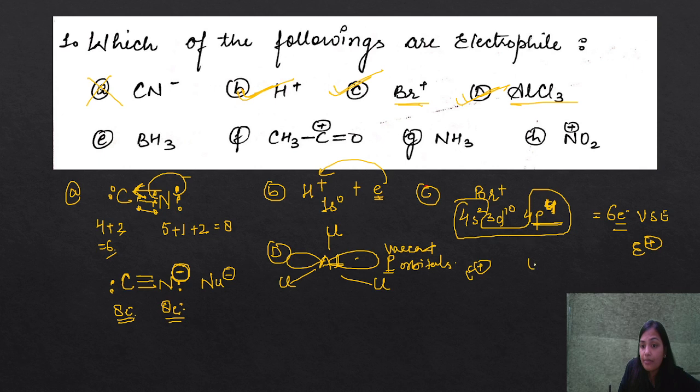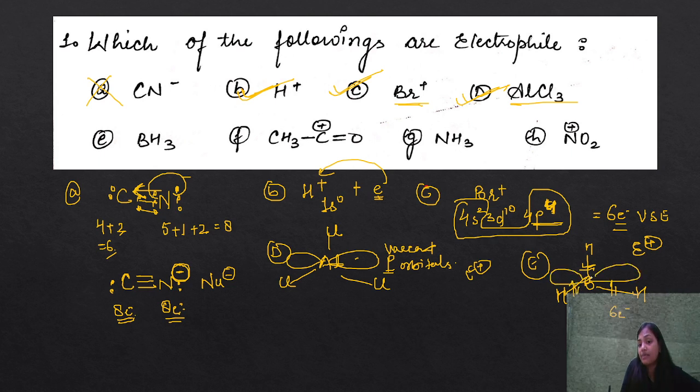In option E, the BH3, I hope you people are doing it before me, right? Okay, so when you see BH3, this also has 6 electrons. This is a 6 electron species, octet incomplete, a vacant p orbital. So there are many reasons for a species to be electrophilic. So this is also electrophilic in nature.